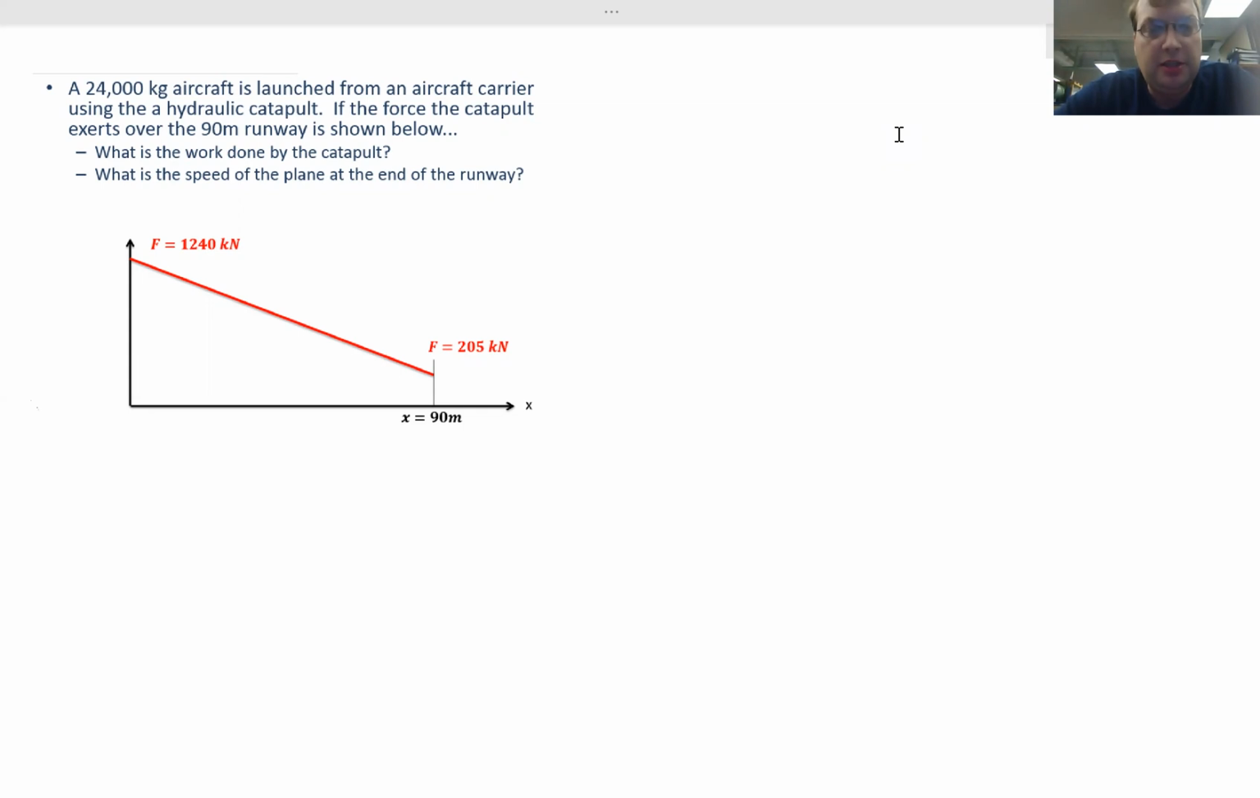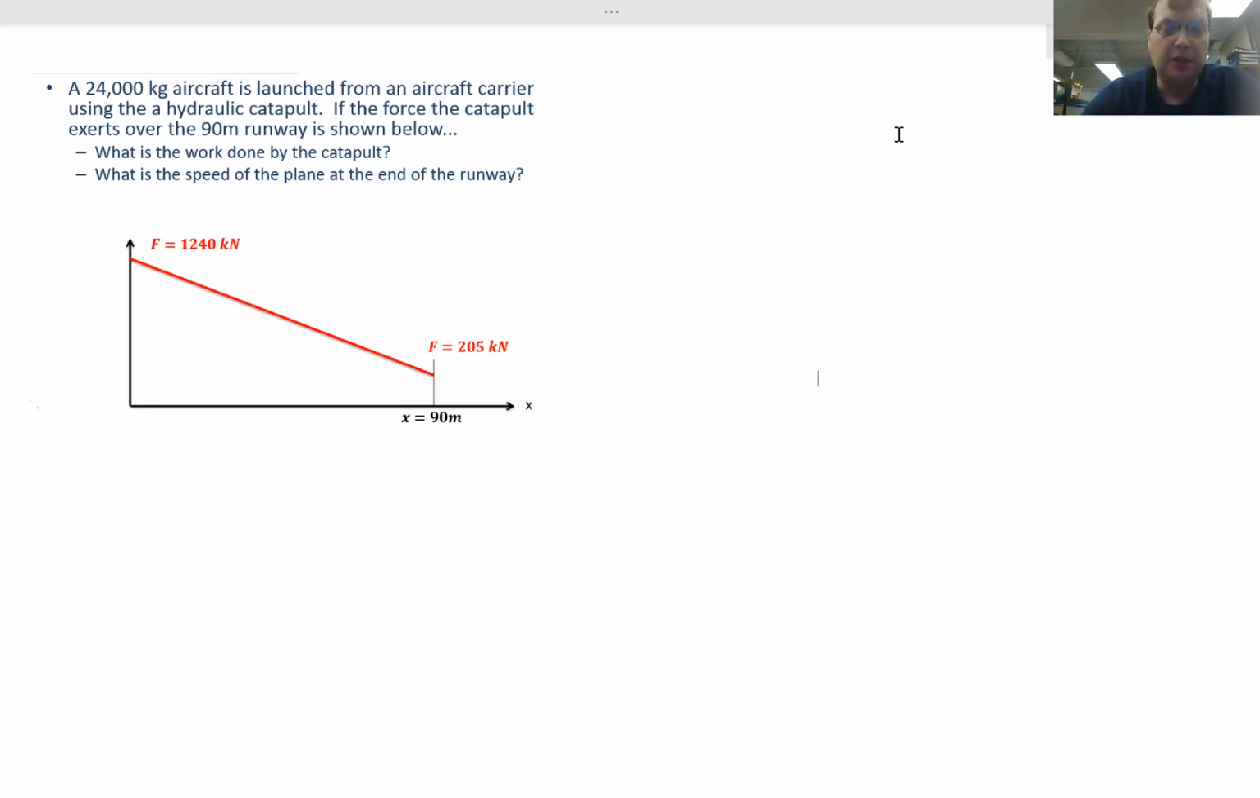In the figure, you're seeing a force applied over the 90 meter runway, where it's initially applying a force of 1,240 kilonewtons at the 0 meter location and 205 kilonewtons at the 90 meter launching point of the runway. We're then asked to solve what is the work done by the catapult, and second, what is the speed of the plane at the end of the runway.